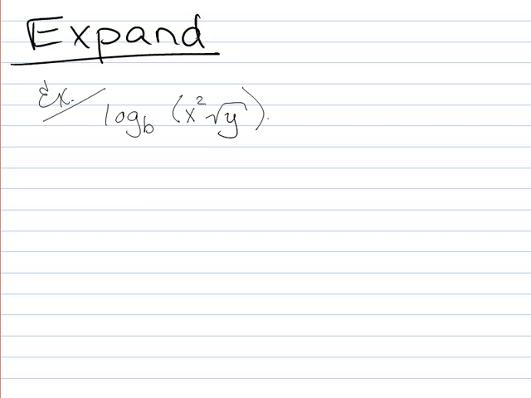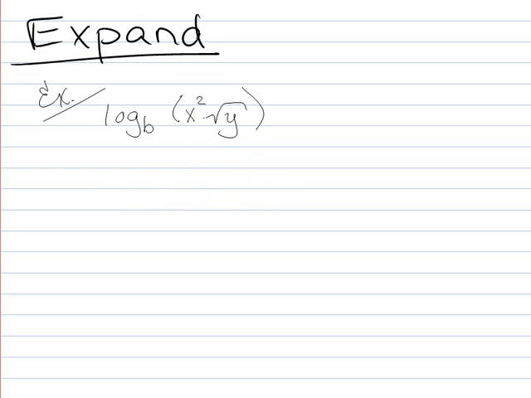For example, with this first one, you might say, oh, I can just take that 2 and move it out front. Well, you can't, because this 2 just applies to the x, and this square root just applies to the y. Our property only applies if the power were applied to the entire thing. But as it stands right now, the power only applies to the x. So we've got to split it apart first.